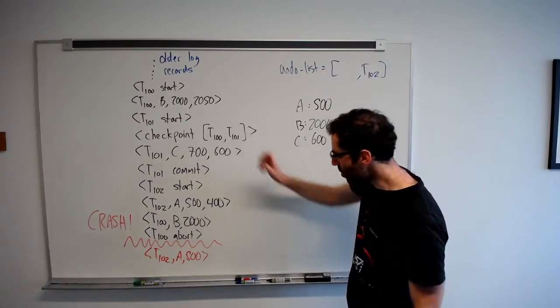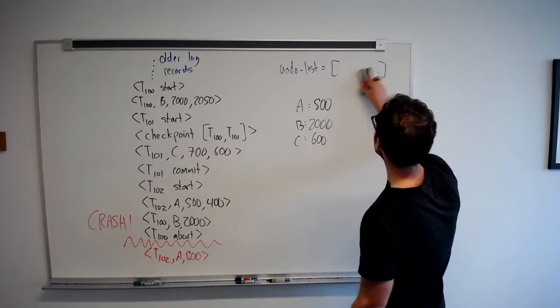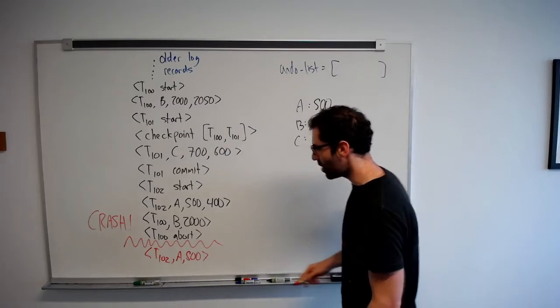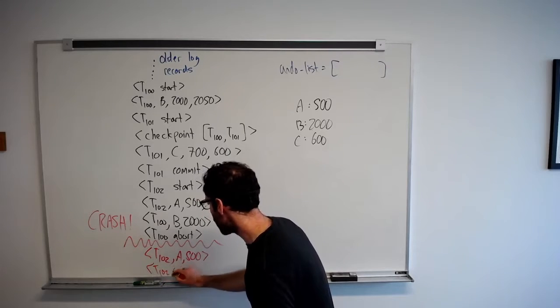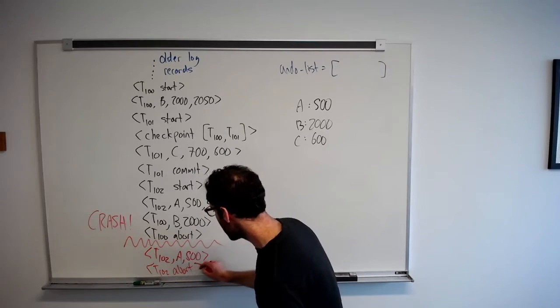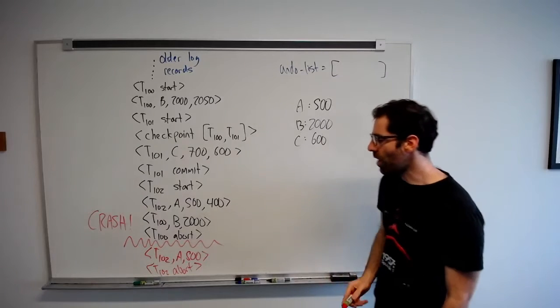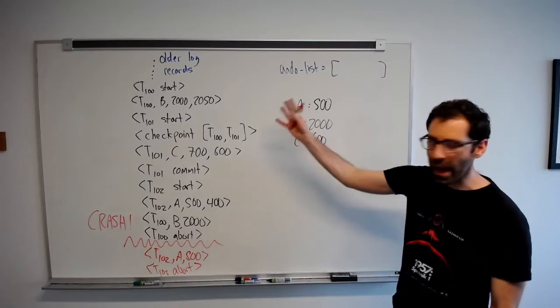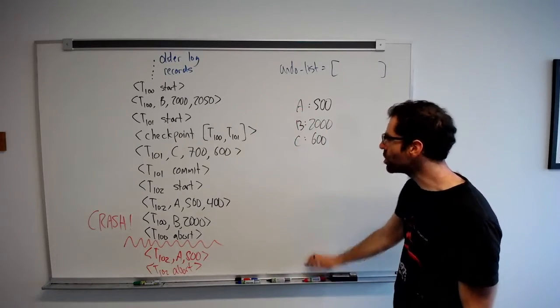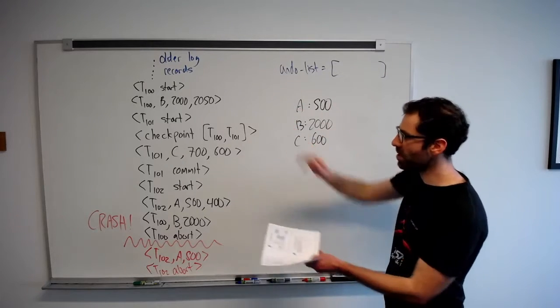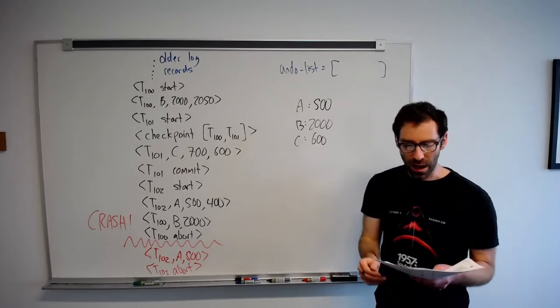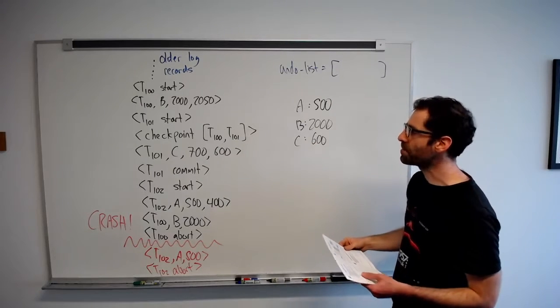We see T102 start. So we've seen all the records from T102. We can take it out of our undo list, and finally we write a T102 abort to our log to record that we have successfully rolled back all the changes from T102. Our undo list is empty, and we have completed our undo phase, and our database is fully recovered and ready to start running normally again.